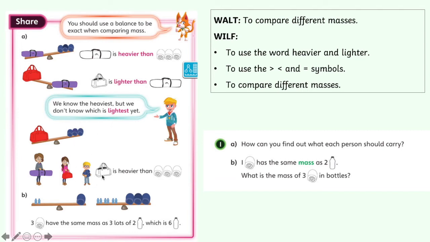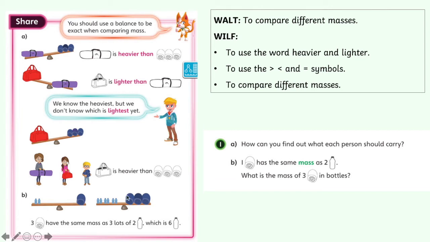Let's have a look at part B then, because this is where you are asked to work out what the mass of 3 sleeping bags was in bottles. And you need to think about what things you could compare to do this. Now, down here, we've got, again, some balances. So we know, because we were told, that 1 sleeping bag has the same mass, so weighs the same, as 2 bottles. So look here, the balance is perfectly balanced.